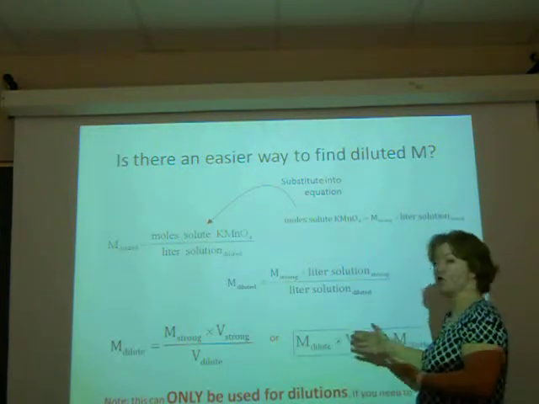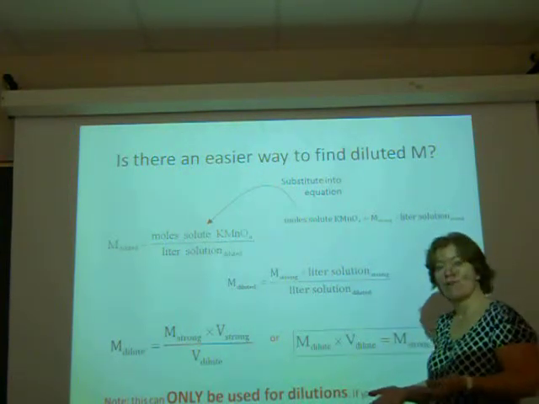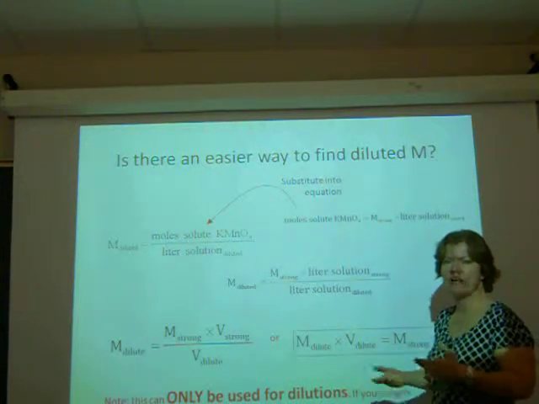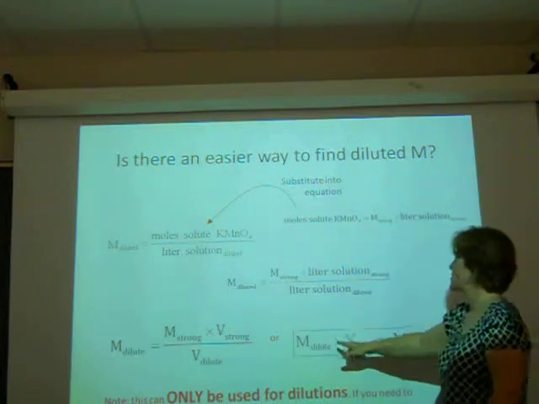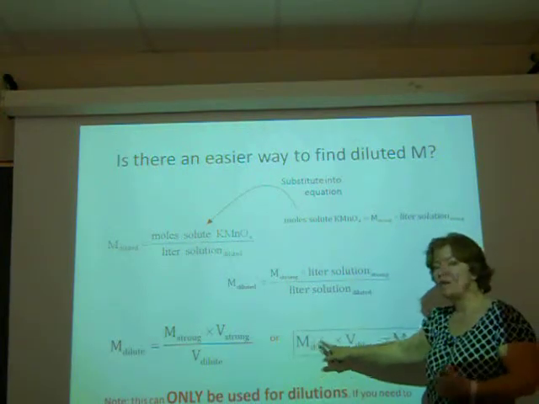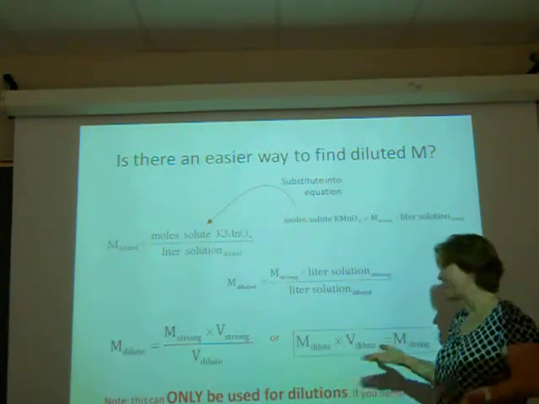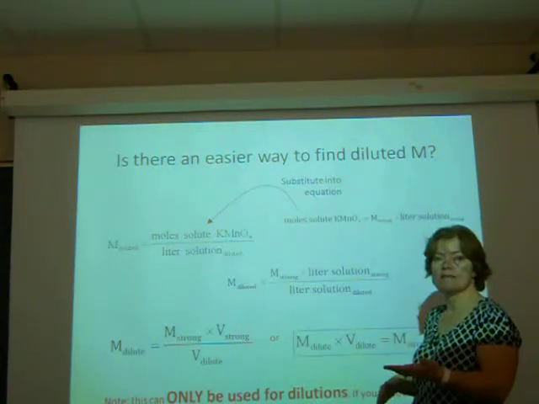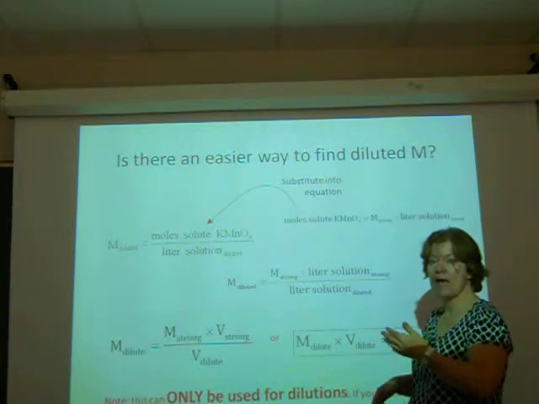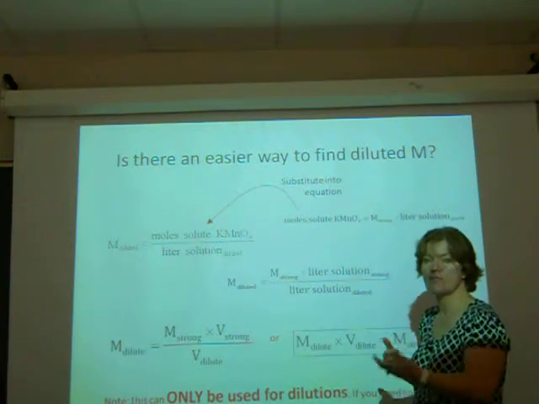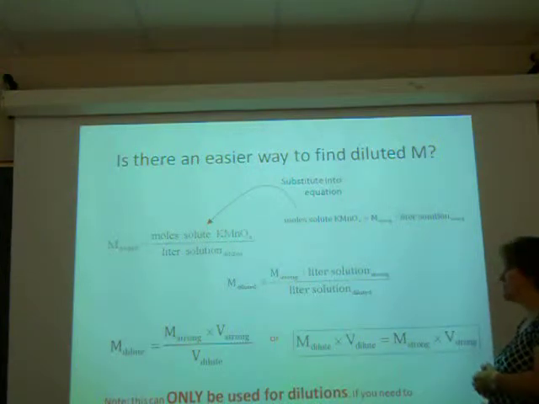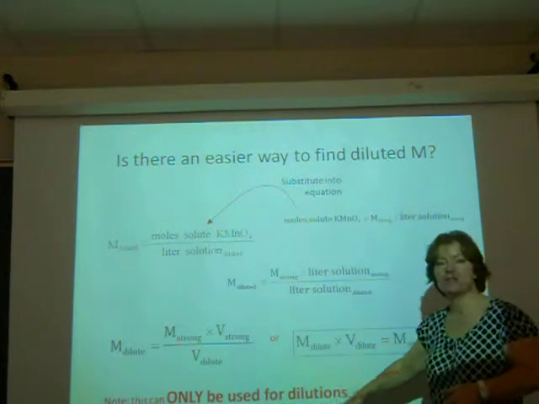One, as long as I know three of these, I can solve for the fourth. And because there are no fractions here, it's very easy to rearrange algebraically and find what I need. So a lot of times you'll see people write M1V1 equals M2V2. That's basically the same equation, or MS VS equals MW VW, S for strong and W for weak. This is a very powerful formula. It can only be used for dilution.